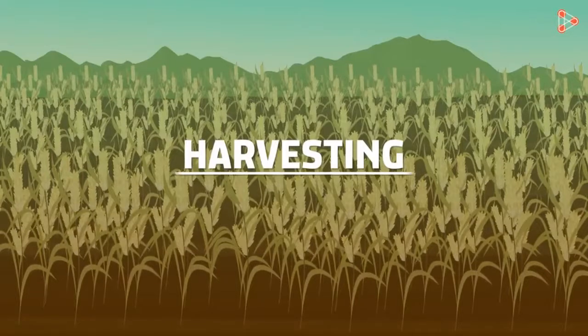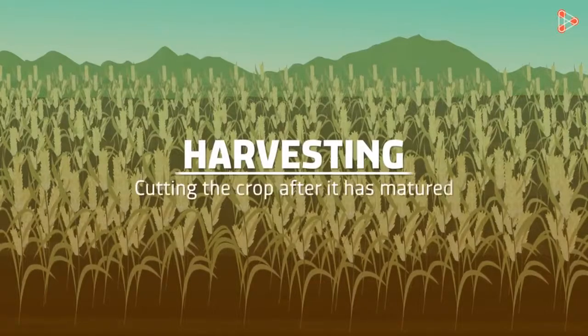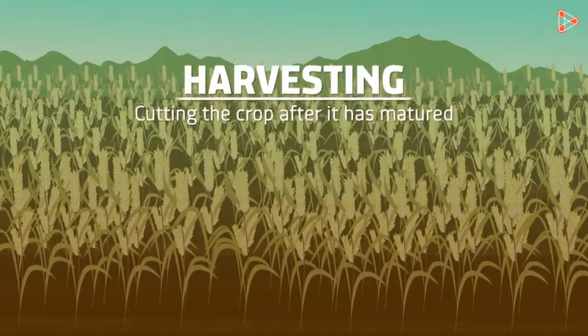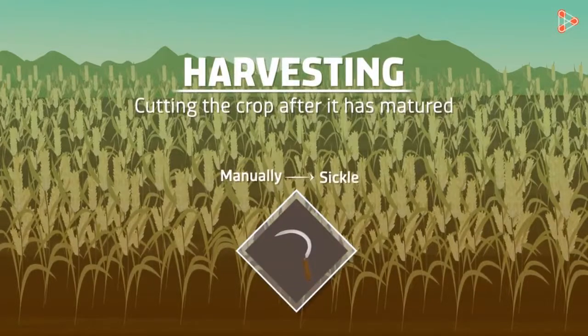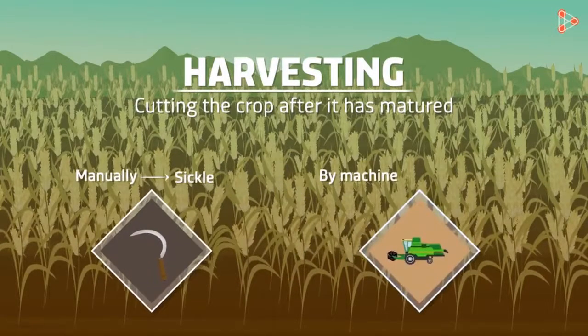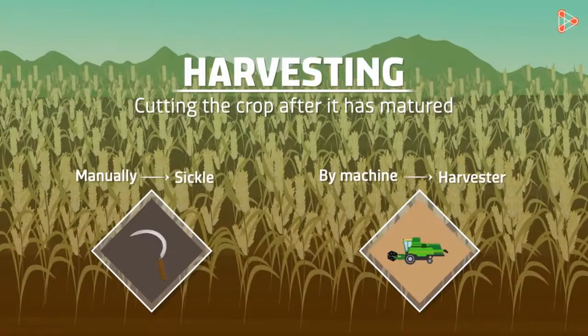Harvesting the crop simply means to cut the crop after it has matured. Do you think it's as easy as it sounds? Of course not. Harvesting of crops, if done manually, is done with a sickle. If a machine is used to harvest crops, it is usually the harvester. Crops are either pulled out or cut close to the ground.